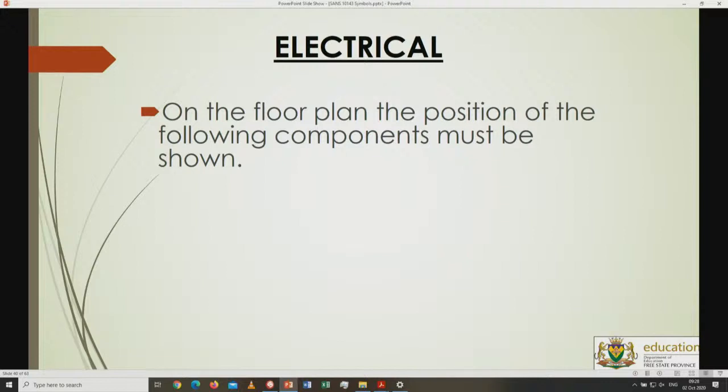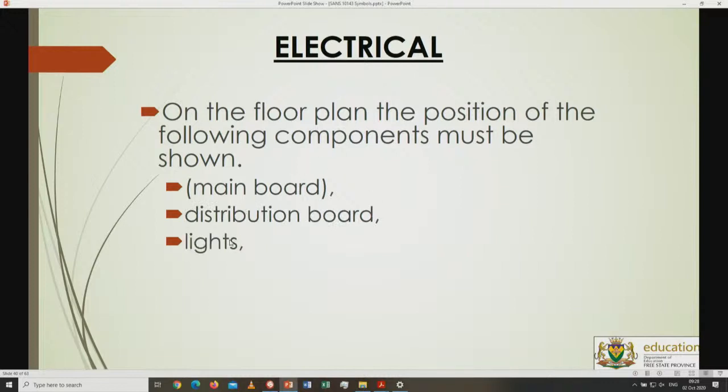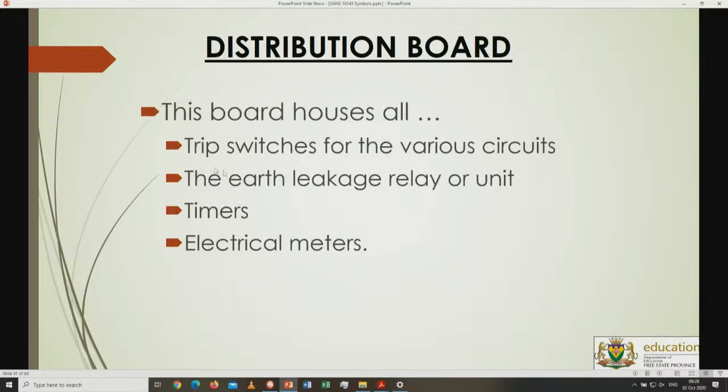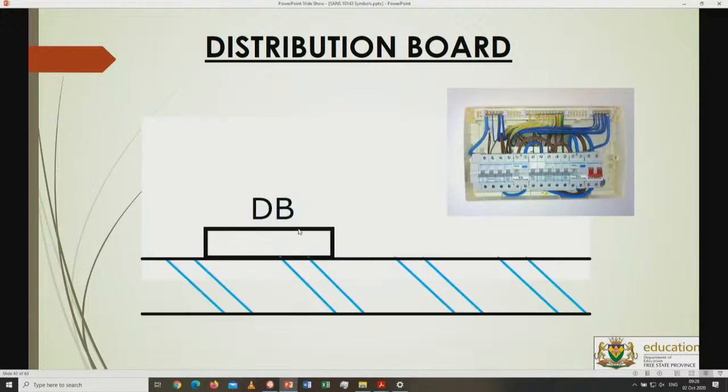All right, on the floor plan, the position of the following components must be shown. Of course, the main board, the distribution board, the lights, and then also the plugs and also the switches. All right, so those are the things that you will get. Now, if you get to the distribution board, it points out to you trip switches, earth leakages, timers, electrical meters, and those types of things, and so on. So here we go with the distribution board.